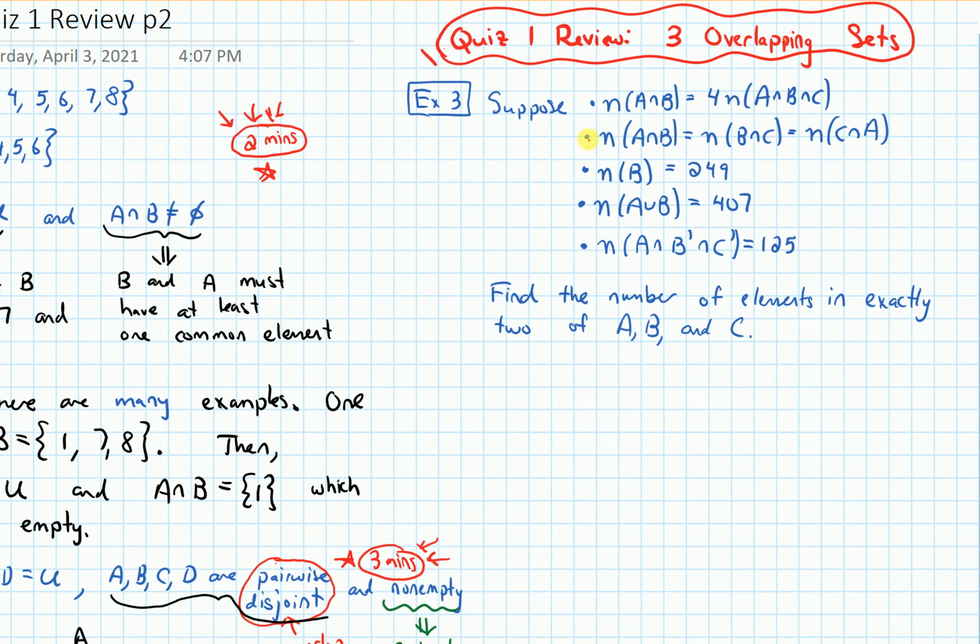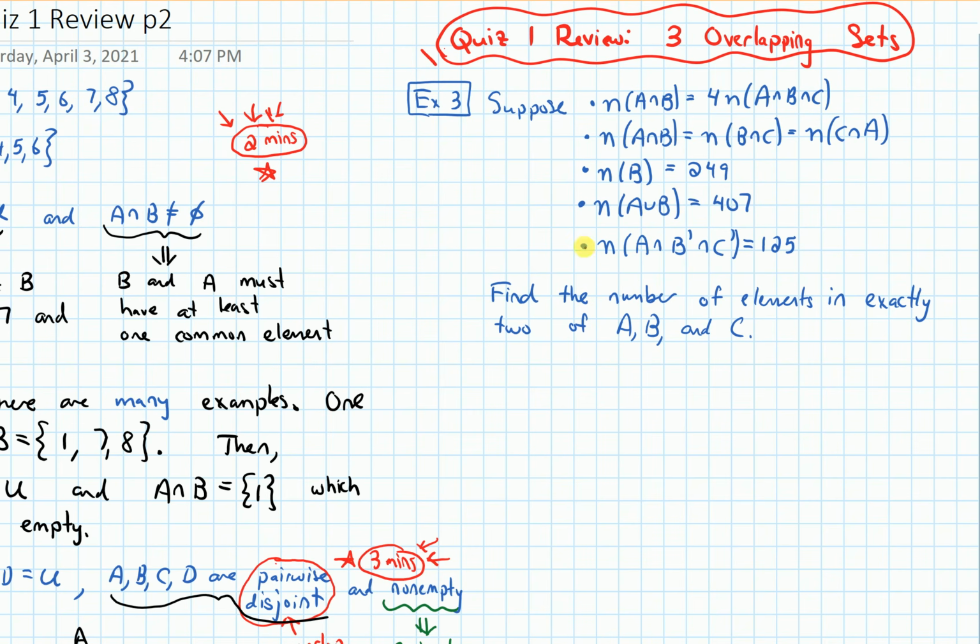The second condition is the number of elements in A intersected with B is equal to the number of elements in B intersected with C, and that also equals the number of elements in C intersected with A. The third condition is the number of elements in B is 249. Fourth condition is the number of elements in A union B is 407.